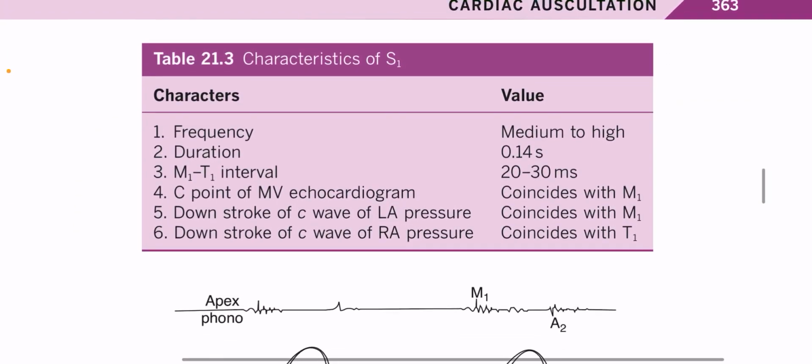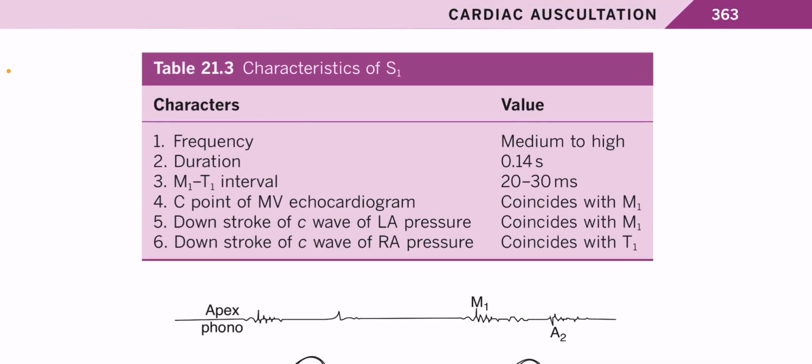Now, this table shows characteristics of first heart sound. The frequency is medium to high, duration 0.14 second, M1 T1 interval 20 to 30 millisecond. C point of mitral valve echocardiogram coincides with M1. Downstroke of C wave of LA pressure coincides with M1. Downstroke of C wave of RA pressure coincides with T1.